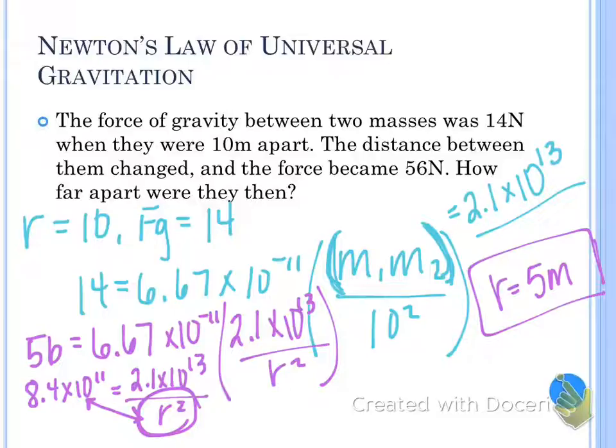What happened to our forces here? Did we double our force? No, we quadrupled our force. If we take 56 divided by 14, we get 4. So that means our force increased by a factor of 4. What happened to our radius? It got cut in half.